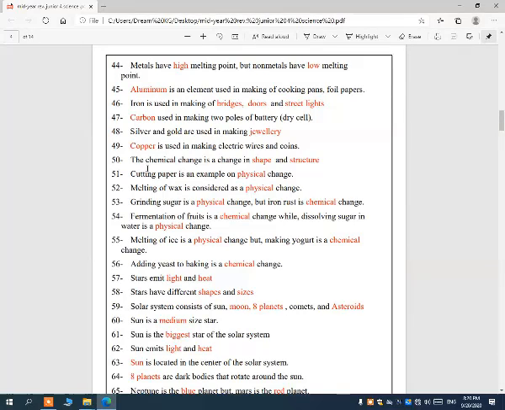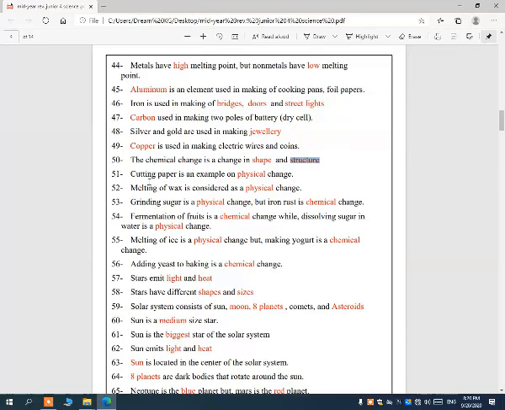But the chemical change is something that cannot be returned back, like burning the paper. Can I return the ash again into paper? Of course not. So it will be change in the shape and the structure, making a new substance. So let's answer number 50. The chemical change is change in the shape and the structure.